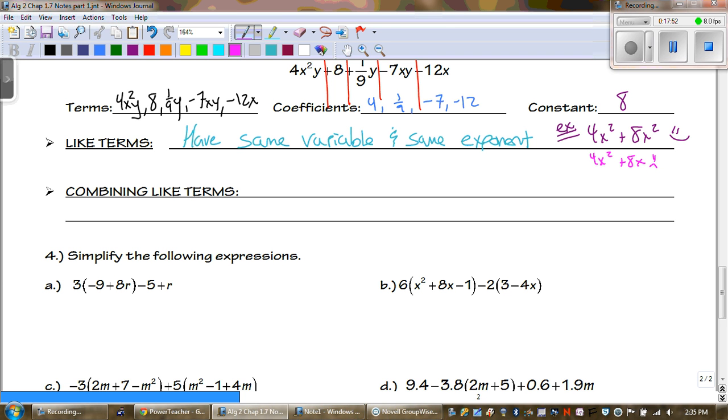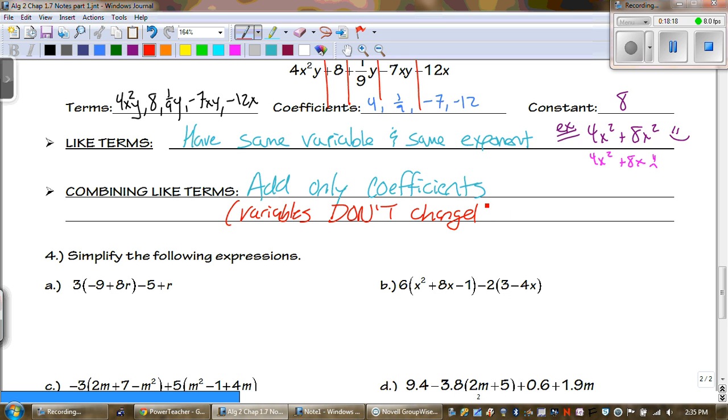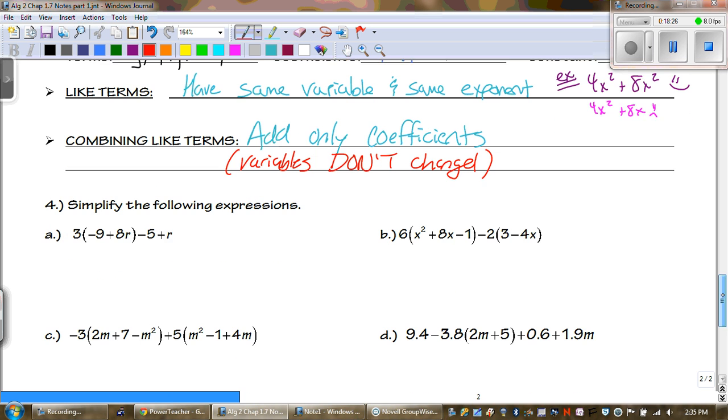Combining like terms, what you have to do is you add only the coefficients. Okay? You add only the coefficients, and the key thing with that is the variables don't change. Okay? Variables do not change. Let's go through some examples of that.